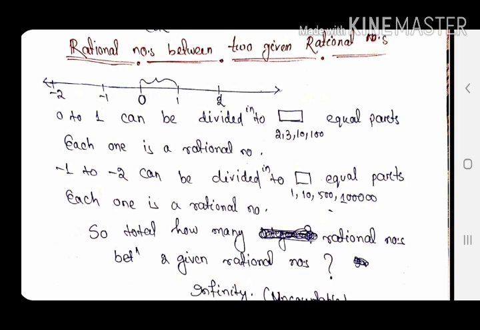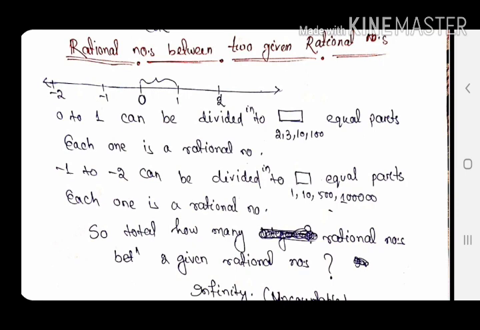Can it be divided into 10 equal parts? Yes. So there are 10 rational numbers in between them. Can it be divided into very small 20 parts? Yes. Then there are 20 rational numbers in between them. If I say on the left side also, -2 between -3, or -5 between -10, in between any two rational numbers, the distance can be equally divided into many parts. It may be 10, 20, 1000, lakh.